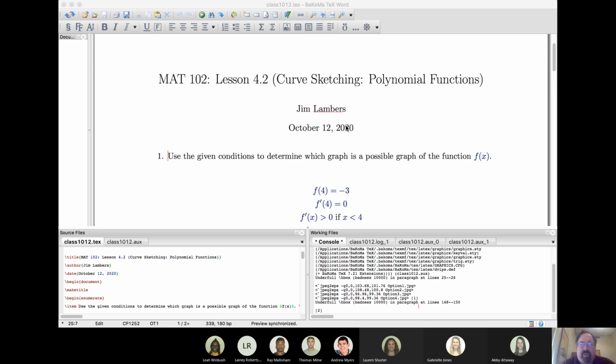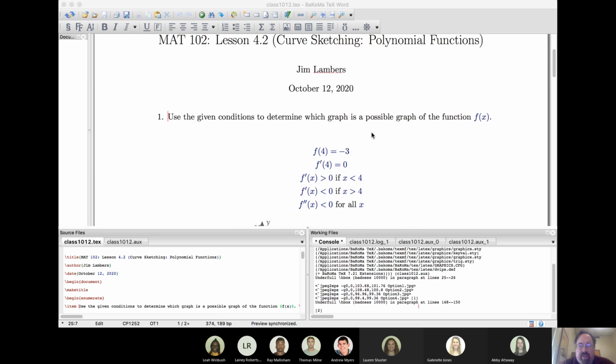What does the first derivative and second derivative tell us? For example, the first derivative, if it's positive, a function is increasing. If it's negative, it's decreasing. If the second derivative is positive, a function is concave up, otherwise concave down, and so on.